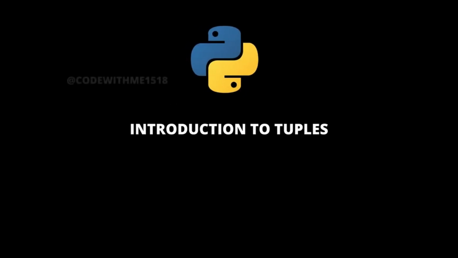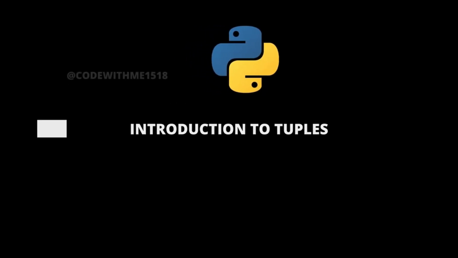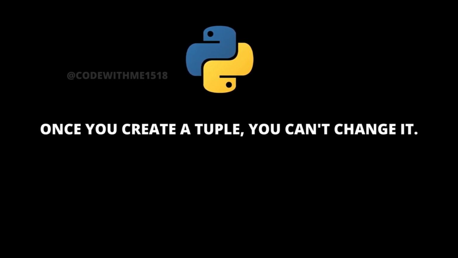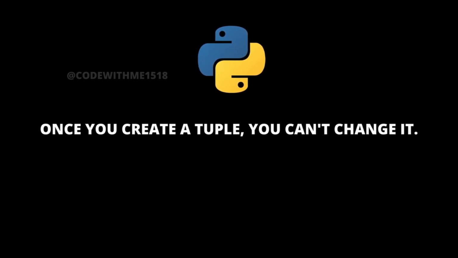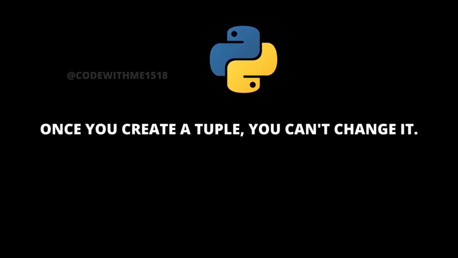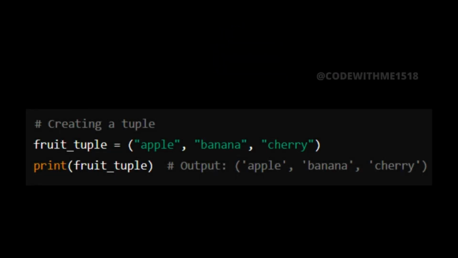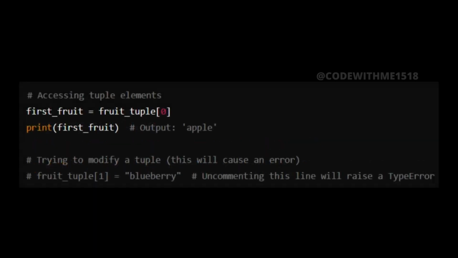Next up, tuples. Tuples are like lists, but with one key difference: they are immutable, meaning once you create a tuple, you can't change it. Since tuples are immutable, you can't add or remove items, but you can access them just like lists. Check this out. Tuples are great for data that you don't want to change. They are used for fixed collections of items.